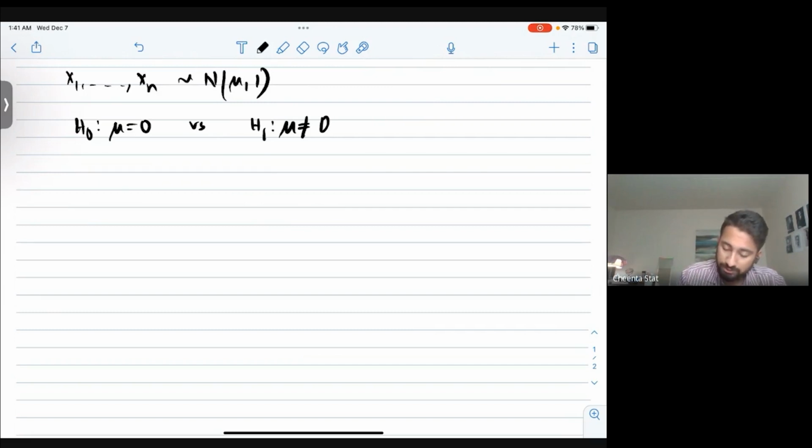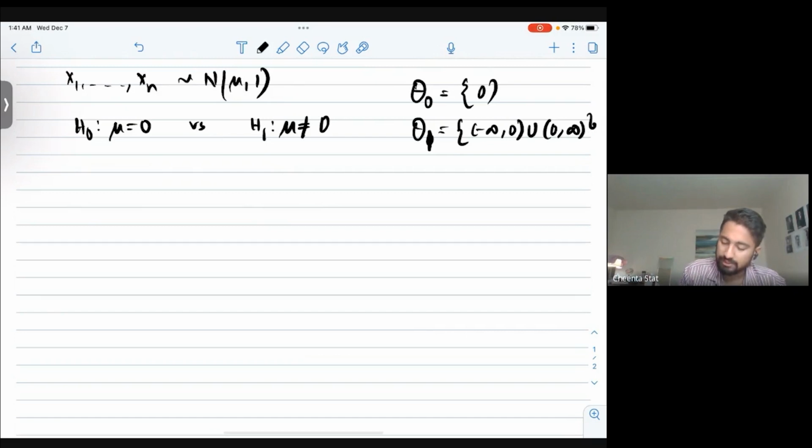So let's set up theta naught equal to 0 here, and theta one is minus infinity to 0 union 0 to infinity, everything except theta naught, against 0. Let's focus on the mean, with the variance of course being 1. You can also do the same for an unknown variance, but let me show you for the known variance.